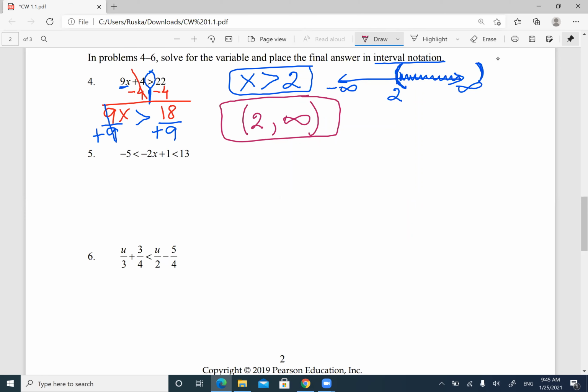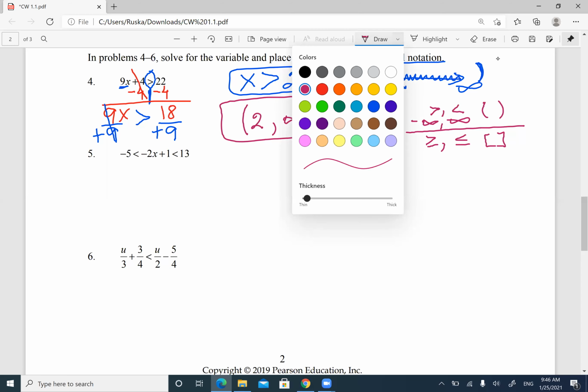Okay. Now I'm going to write the rules here for when it's parentheses and when it's brackets. If the inequality has a greater than or less than symbol, you use parentheses, and this is also the case when you have infinity, negative infinity, and positive infinity. The only time you use brackets is when you have a greater than or equal symbol or a less than or equal symbol. This is when you use brackets in interval notation, open bracket or close bracket. Okay, so this is how you solve number 4. Any questions?